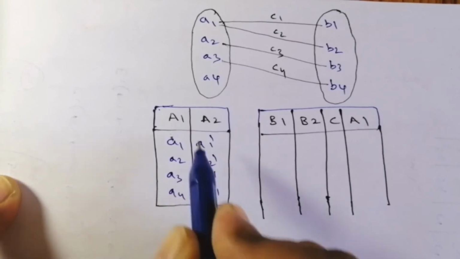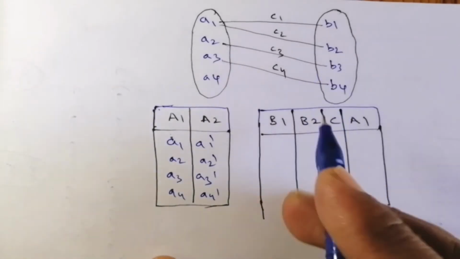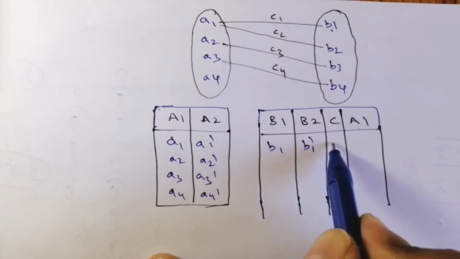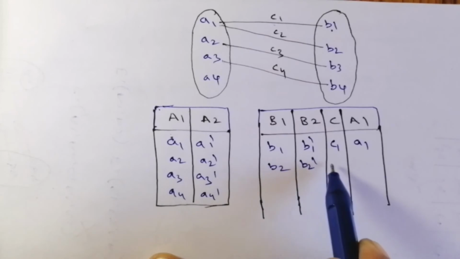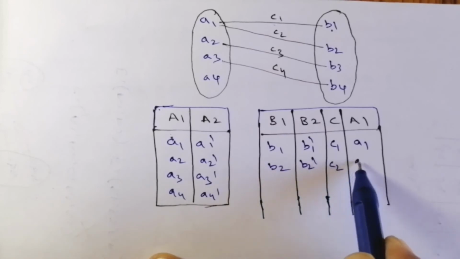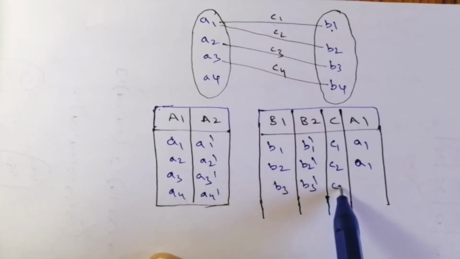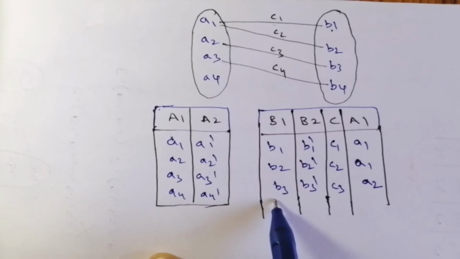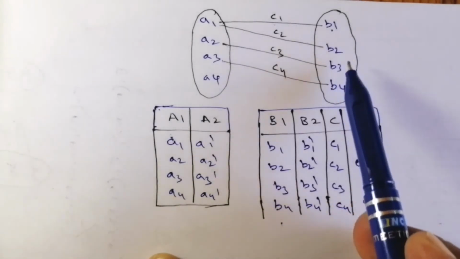and A3, A3 dash, A4, A4 dash. So four things. And if you take this side, B1, C1, A1, right? B1, B1 dash, C1, A1. Next B2, B2 dash, C2, A1. Then B3, B3 dash, C3 and A2. And next B4, B4 dash, C4, A3. So it's completed: B1, B2, B3, B4.